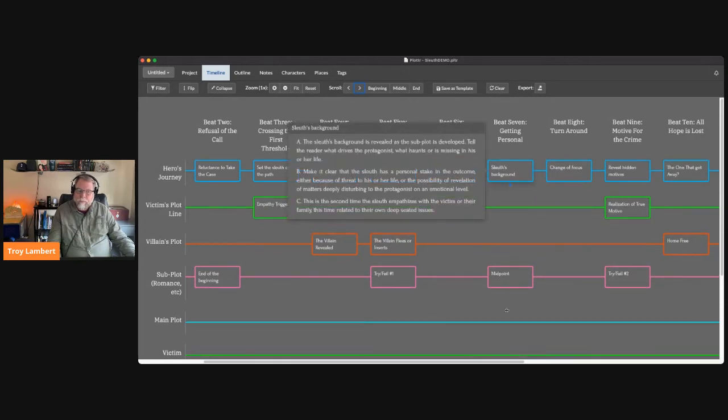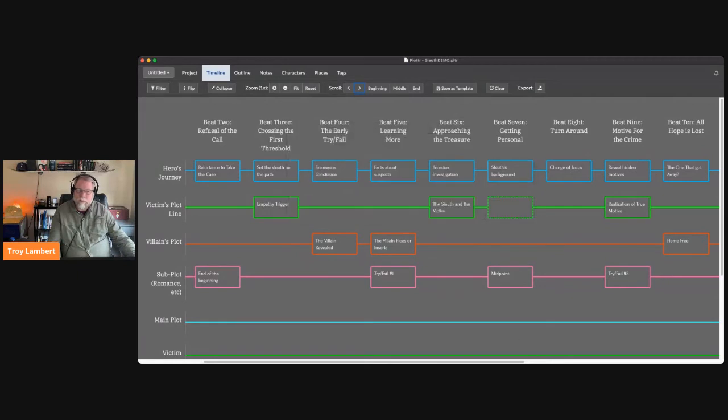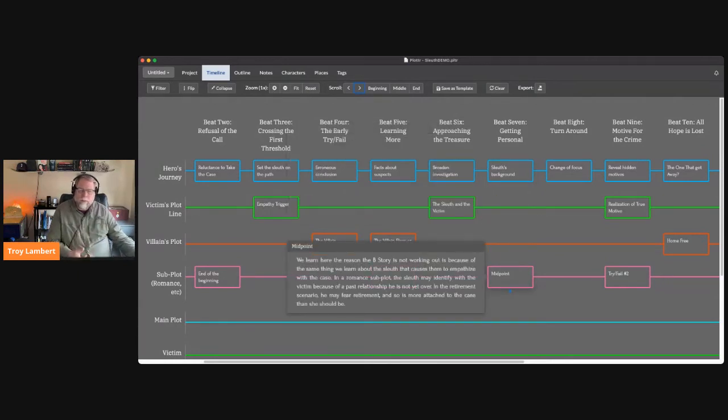When we learn about the sleuth's background, we learn something about the sleuth that's related to the mystery, so that the sleuth has a personal interest in the outcome of the mystery, and that creates this midpoint of the B story. The reason the B story isn't working out is because the same thing that we learned about the sleuth causes them to empathize more with the case. So in a romance subplot, the sleuth may identify with the victim more because of a past relationship, something like that. Or we see some of the fears of the sleuth that are manifested in this midpoint that create tension in the B story.